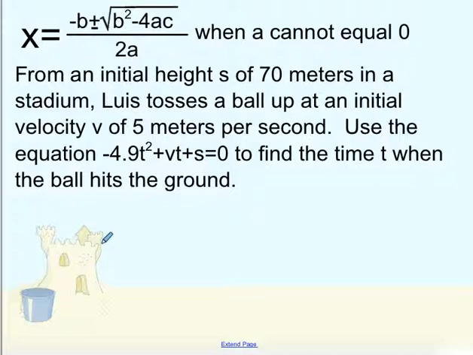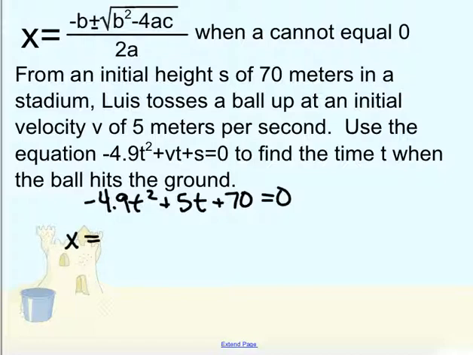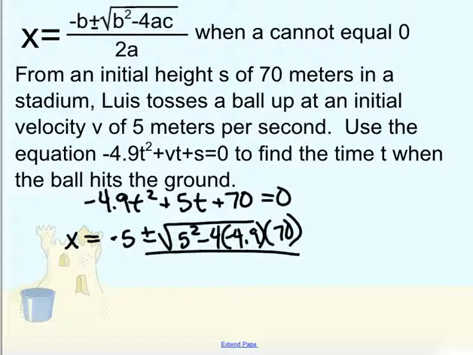So we want the solutions. 0 is that height, which is our y, which means we want the solutions. Now we can plug in some of these numbers and say we actually have negative 4.9 t squared. Our velocity is 5, and our height is 70, which means we can plug these into our quadratic equation and say x equals negative b, so negative 5, plus or minus the square root of b squared, so 5 squared, minus 4 times a times c, all over 2 times a.